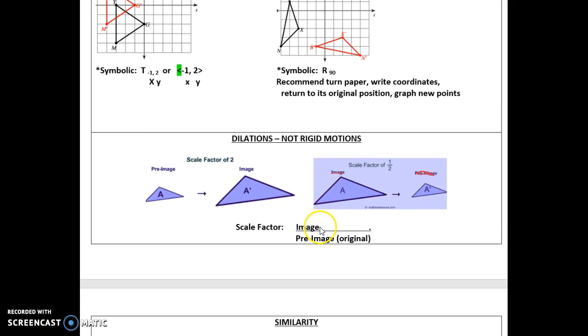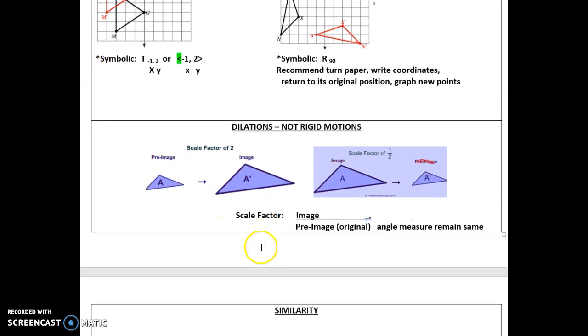The other thing that you want to remember, in dilations, angles do not change. So in dilations, angle measures remain the same. So you want to make sure that you notice that. In dilations, angle measures remain the same.